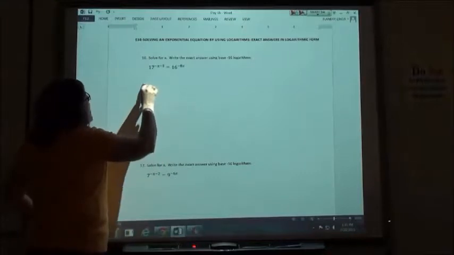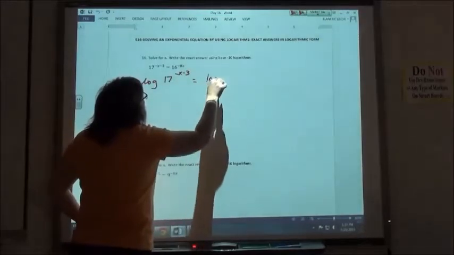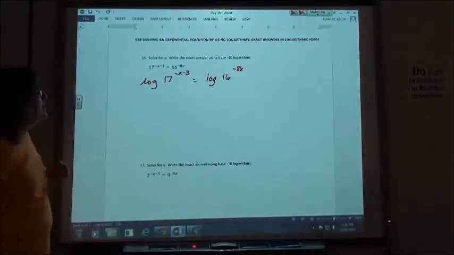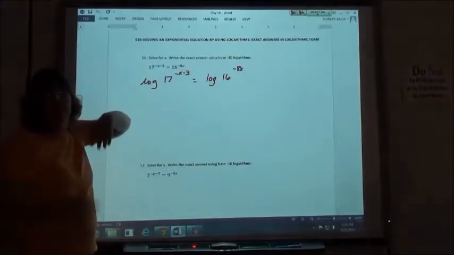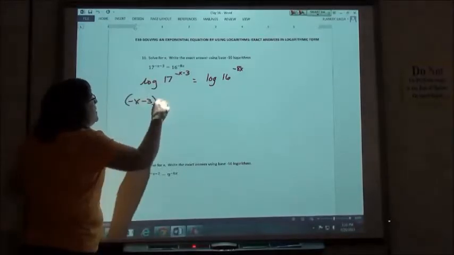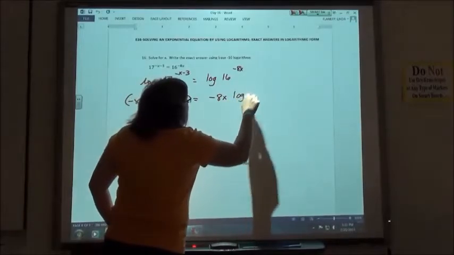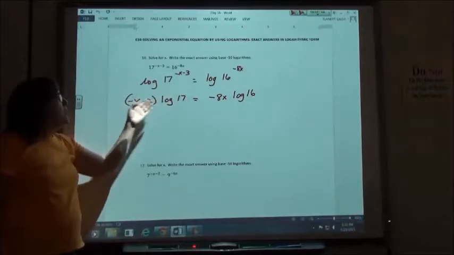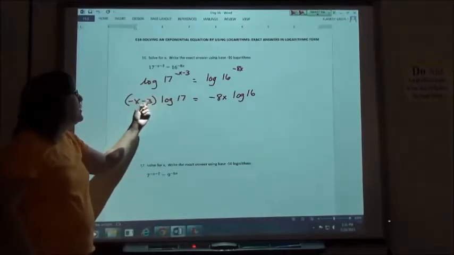So what I'm going to do is I'm going to have the log of 17 to the negative x minus 3 equals the log of 16 to the negative 8x. Now that they're written as logarithms, I can take the exponent and multiply it by my logarithm using those basic rules for logarithms. So negative x minus 3 times the log of 17 is equal to negative 8x times the log of 16. Now here, I want to solve this for x, and since there's an x on both sides, I'm going to have to use my distributive property.